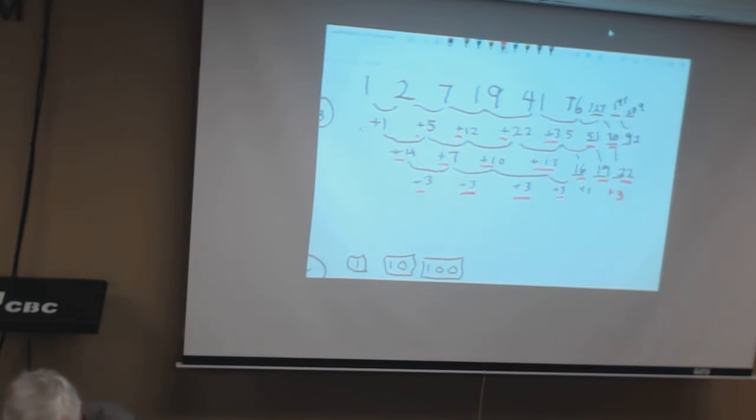I add 22 plus 13, and I get 35. Then I go 35, and I go down and add that 16. 35 plus 16, and what did I get? What'd you get? What's 35 plus 16? 51. Everybody see that? Then after 16 is 19, what's 51 plus 19?